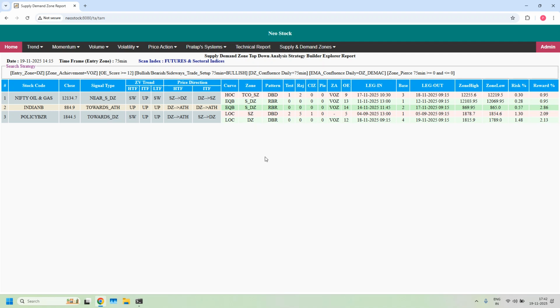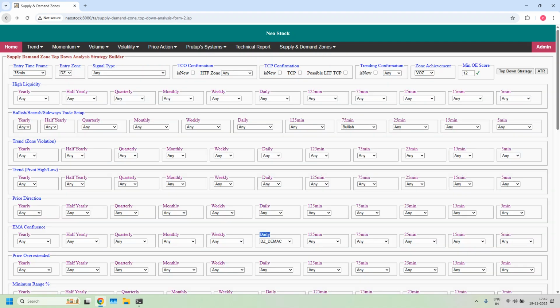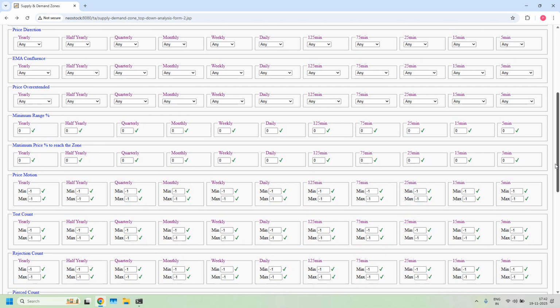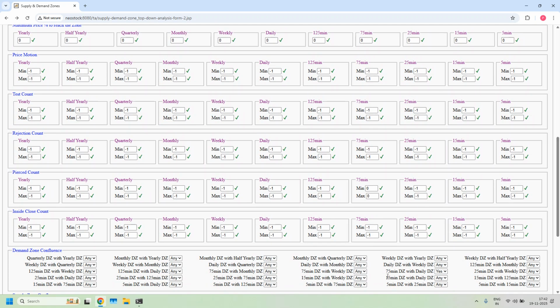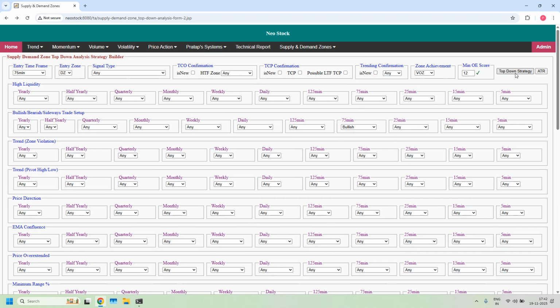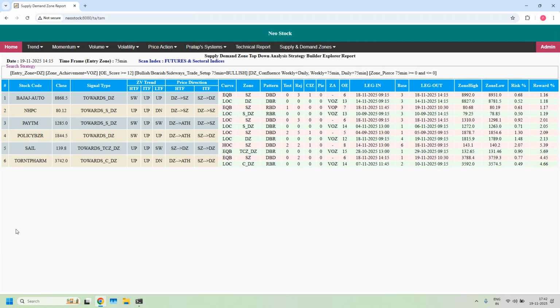Okay, next I will generate high probability trade setup zones based on the second strategy. Removing ITF EMA filter, demand zone confluence, 3 filters I have to set. That is 75 minutes and daily, 75 minutes and weekly, daily and weekly demand zone confluence. By enabling all the 3 filters, we got 6 stocks. In all the 6 stocks, all the 75 minutes demand zones overlapped with daily demand zone, both together again overlapped with weekly demand zone. And weekly trend is uptrend in 3 stocks.